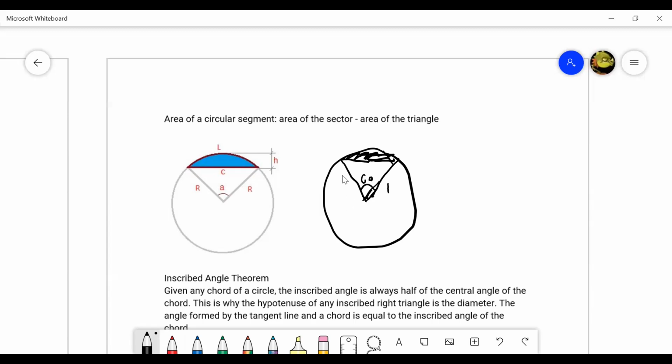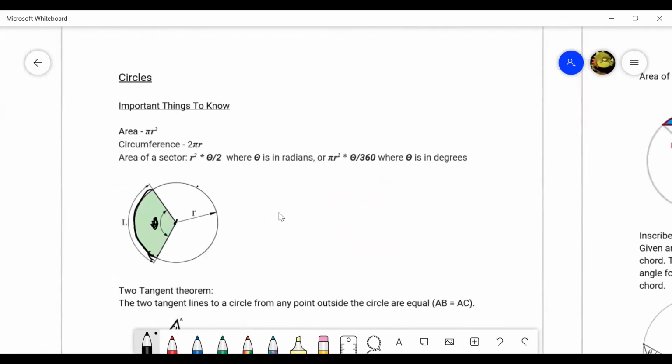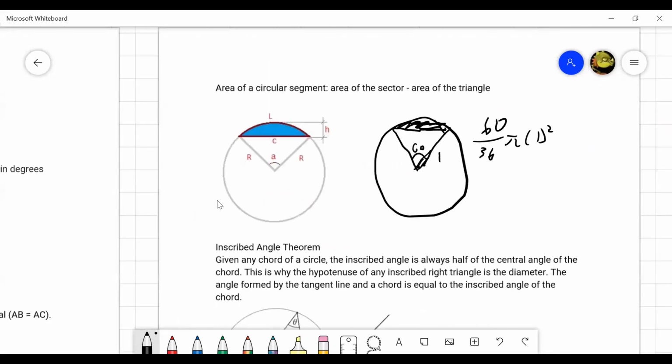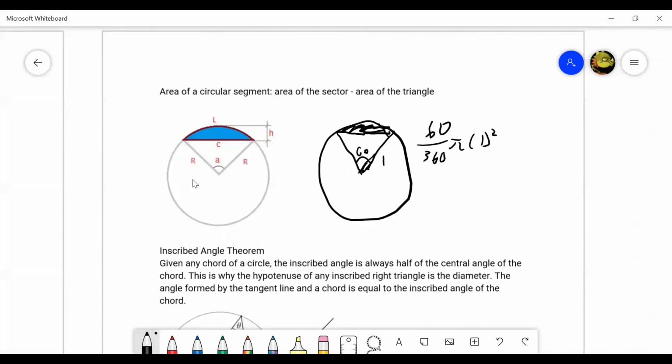Well, first you would find the area of the sector. So you have 60 over 360 times pi times 1 squared. And this was from earlier. This is just 1 over 6 pi, right? And then we subtract the area of the triangle. And the area of an equilateral triangle with side length s is s squared times the square root of 3 over 4.